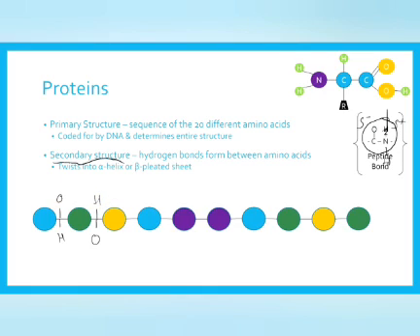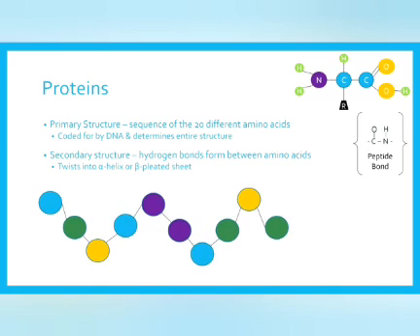These can be attracted to each other, so the protein can fold up a bit, and it folds up into 2 main structures. These are called alpha helices or beta pleated sheets, and the shape it forms depends on the orientation of these peptide bonds. So this is what the structure might look like if it formed a beta pleated sheet.